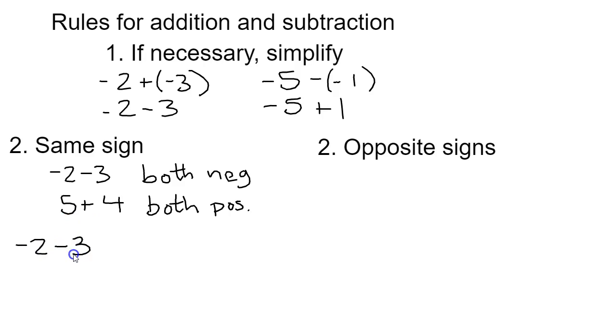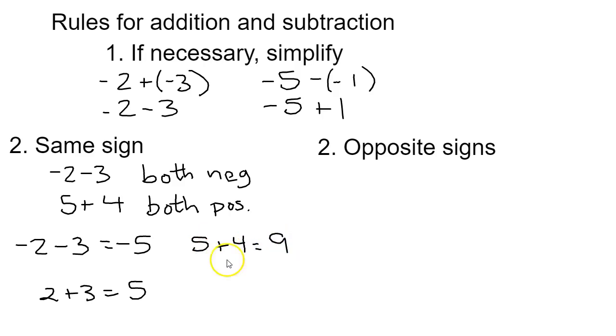Negative 2 minus 3, what you're going to do in your head is 2 plus 3, and we say, well, that's 5. Then our answer is a negative 5 because they were both negative signs. So 2 plus 3 was 5, negative 2 minus 3 is negative 5. Or the 5 plus 4, we add the integers, 5 plus 4 is 9, and we keep it positive because they started out positive. So the rule is add the integers, keep the sign.